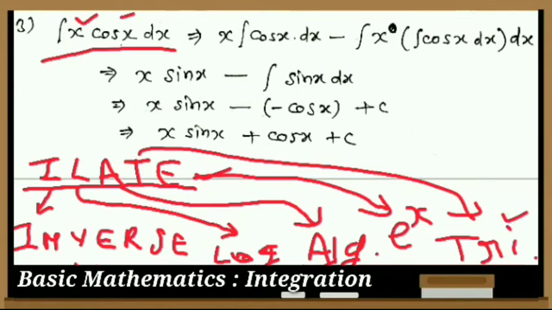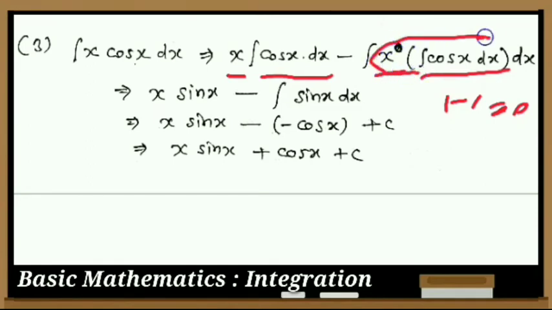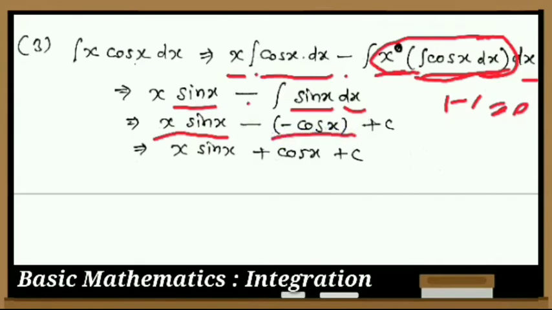Here we can see that x is an algebraic function, and cos x is a trigonometric function. So x is taken as u and cos x is taken as v. To solve it we follow the formula, and write it as x integration of cos x dx minus differentiation of x integration of cos x dx. And this whole term is again integrated by dx. Solve it and we write here x sin x. As we know, integration of cos x is sin x, minus integration of sin x dx. Now we can write x sin x minus (minus cos x) plus c. So we get the solution x sin x plus cos x plus c.